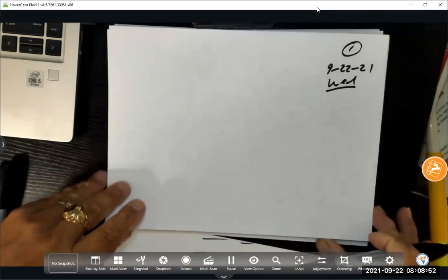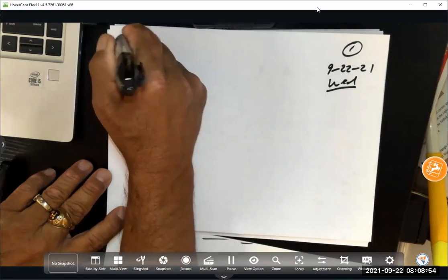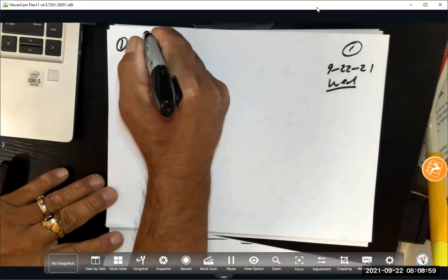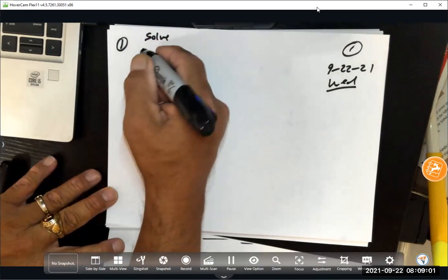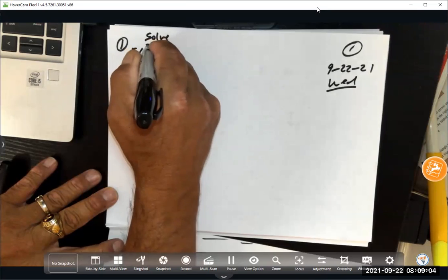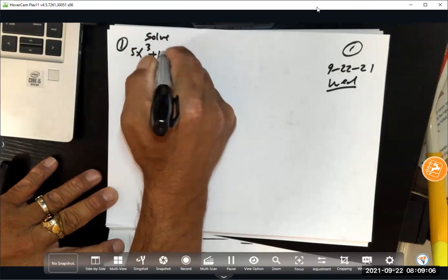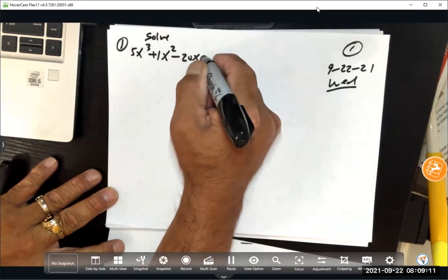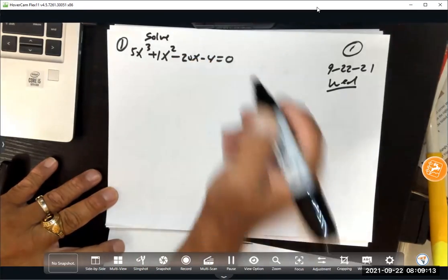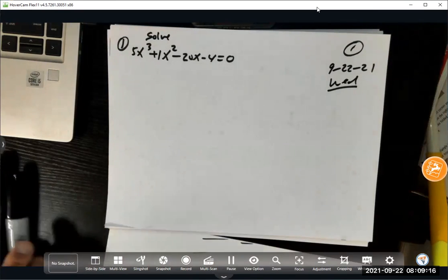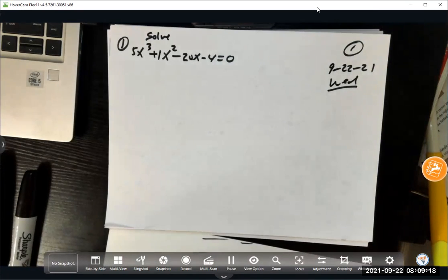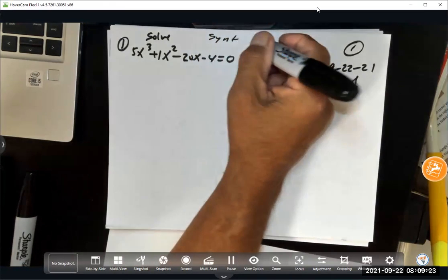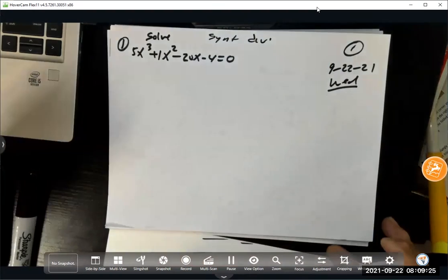All right, so let me do this one. Number one. First one I'm going to do, let's say, solve: 5x to the third power plus 1x squared minus 20x minus 4 equals 0. There's the first one. I'm going to do this one with the synthetic division we did last time.